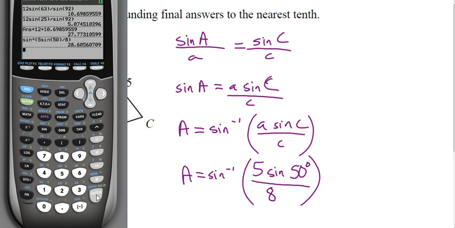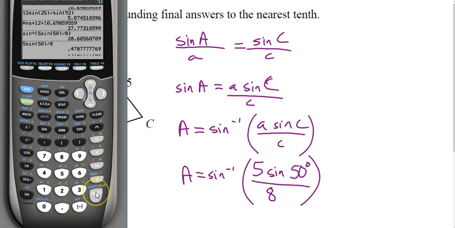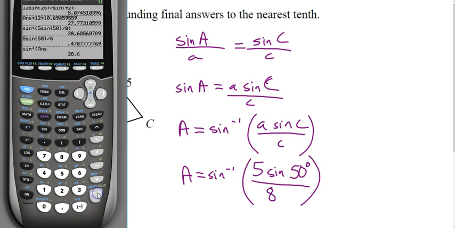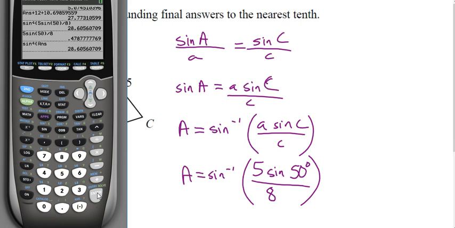So that would have happened if I had done this. 5 sine 50 divided by 8. Okay, 0.47877, right? You got to say, that is not less than half a degree. Okay, so then you go second sine inverse, and go second answer to pull that number in and get the 28.6. So 28.6 degrees. So A is equal to 28.6 degrees.